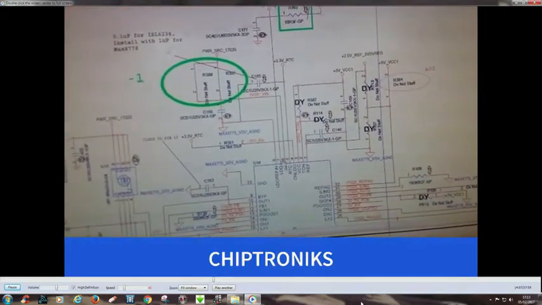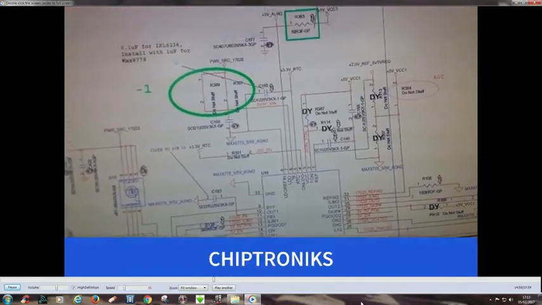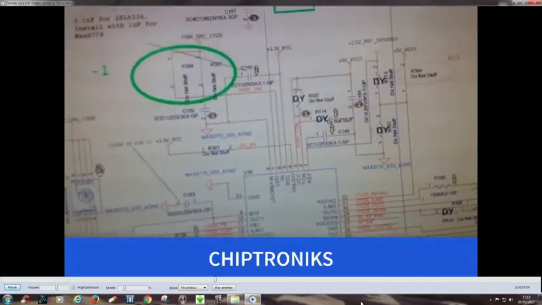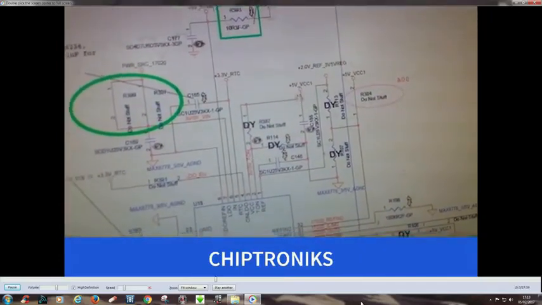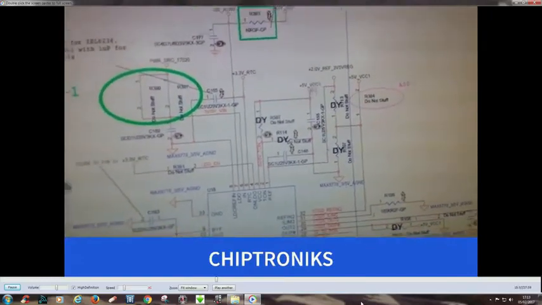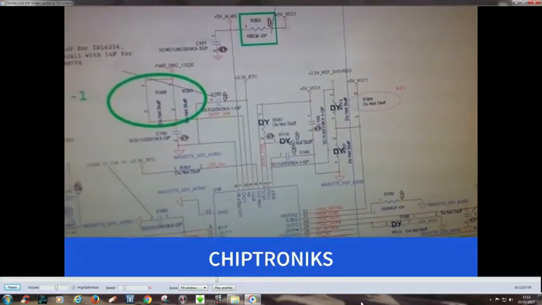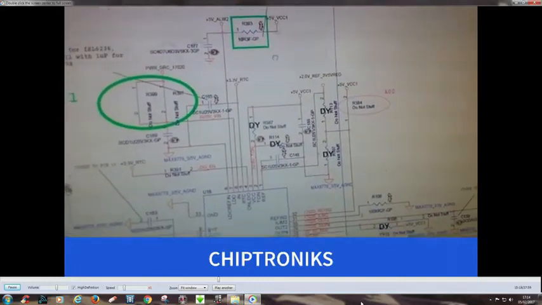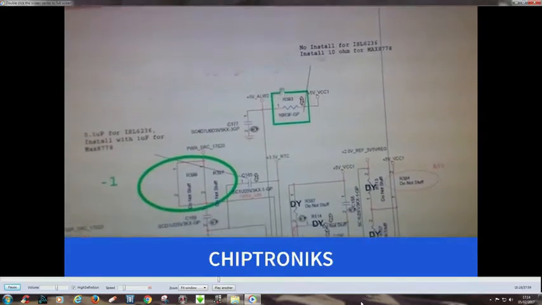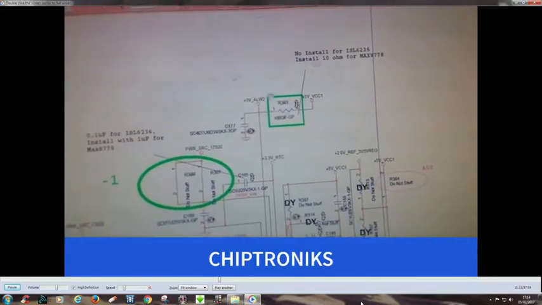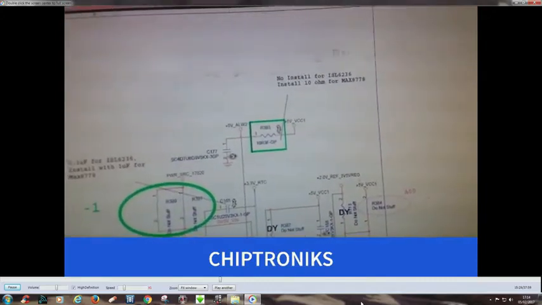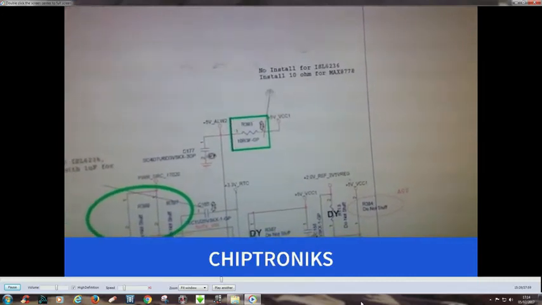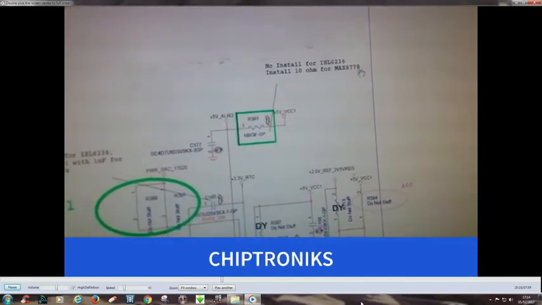So if LDO is not coming, you have to check two things, that is IN and VCC. This VCC at pin number 3, you can see is supplied by plus 5V_VCC1, that is, plus 5 volt should come over here at VCC, and this plus 5V VCC1 is being converted via this resistor from plus 5 volt. And you can see a very important thing is written over here: no install for ISL 6236, install 10M for MAX 8778.